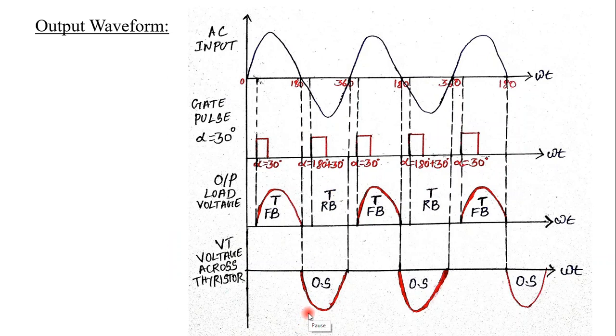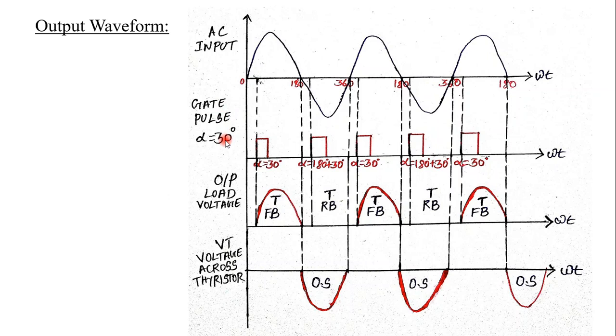And this is the output waveform of the single phase half wave controlled rectifier. As we know, input is AC supply, so we have 0 to 180 degree positive cycle, 180 degree to 360 degree negative cycle, 360 degree onward again positive and again negative. Likewise the waveform will flow. Next, gate pulse. For example, we give firing angle alpha equal to 0. The thyristor conducts from 0 to 180 degree, and again 0 to 180 degree, again 0 to 180 degree.